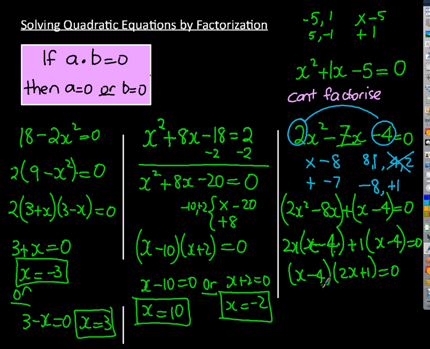So of course x minus 4 equals 0. So x can equal 4 there. That's an easy one. Or 2x plus 1 equals 0. You may need to do a little bit more solving there. 2x equals -1. x equals -1/2. So once again, we have two solutions.